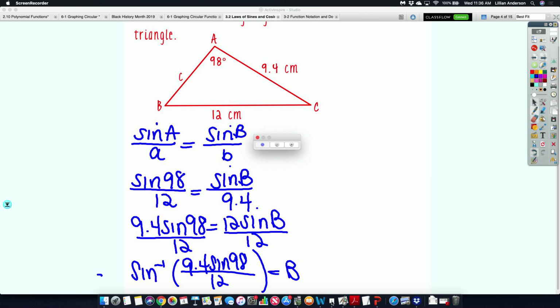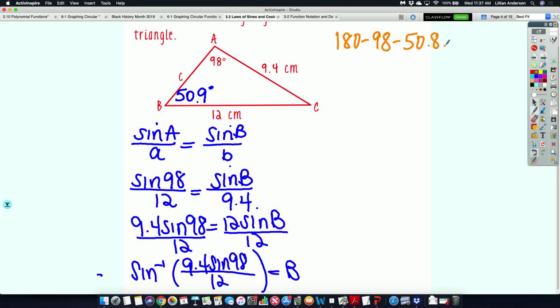So what did you get? 50.9. Good stuff. How many degrees are in a triangle? 180. So then, of course, to find angle C, you can do 180 minus 98 minus 50.9, or the non-rounded answer, actually. And what do we get? 31.1.